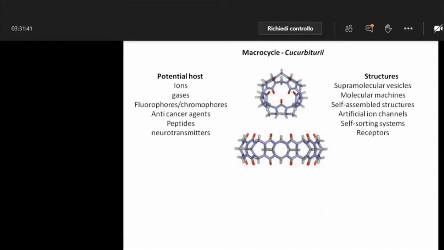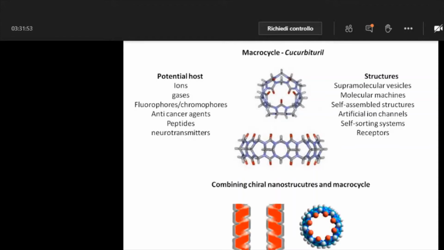As Lucas said, they have alternate carbonyl positions in the structure, so they cannot really bind to metal ions, but they are more specific towards anions. So in this work, we're more interested in how we can combine chiral nanostructures and the macrocycle hemicucurbituril. Both chiral helical nanostructures and cucurbiturils belong to supramolecular chemistry, but they have their own individual roles to play.